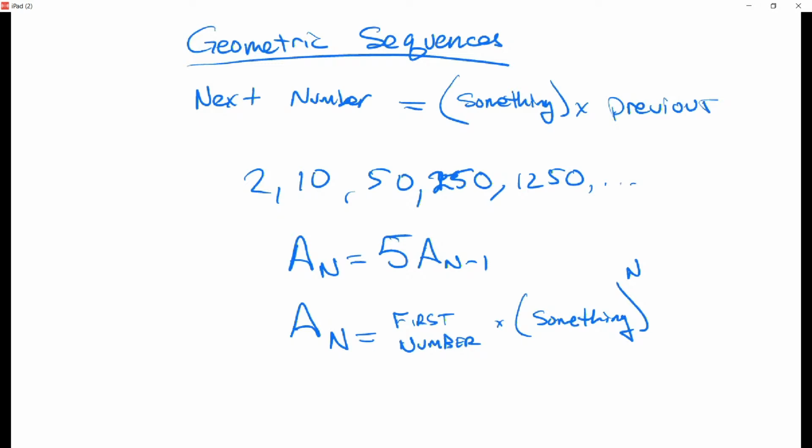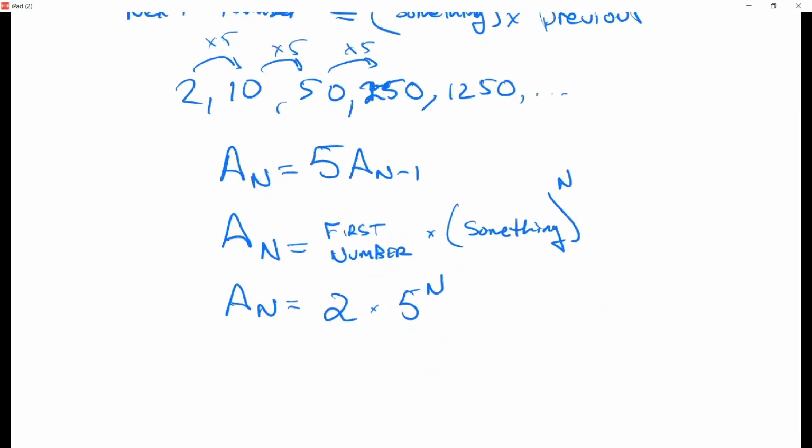So in this case, a sub n is equal to the first number times the something, here the 5, times 5 times 5 times 5. So you saw the pattern, 5 to the n. Let's double check. A sub 0 is 2 times 5 to the 0, which is 2. So far, so good? Now, if you use this formula, you always have to start with a sub 0 being the first number. So you can't start at 1. Sometimes you can finagle your way around this, but let's just do it this way because it's easiest.